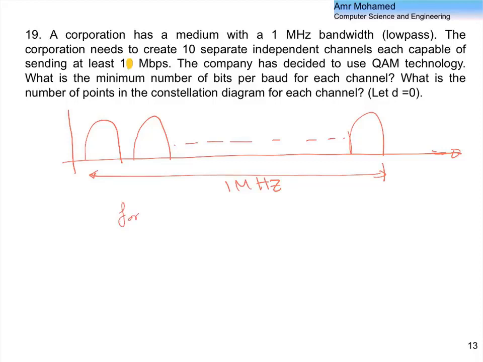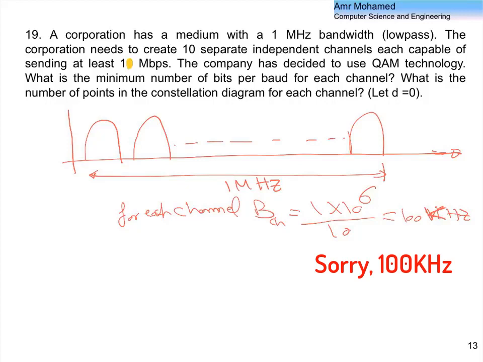So for each channel, bandwidth per channel equals 1 megahertz divided by 10, which is 100 kilohertz. So this 100 kilohertz, the company has decided to use QAM technology such that each of these channels will support sending 1 megabit per second. So this bandwidth is required for sending 1 megabit per second.